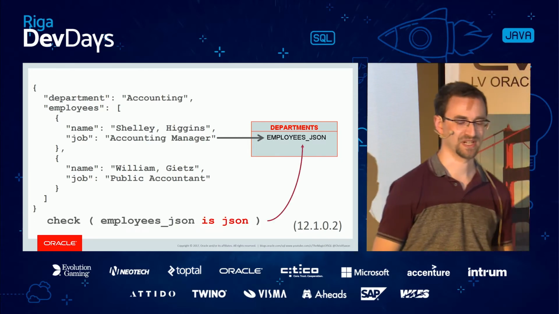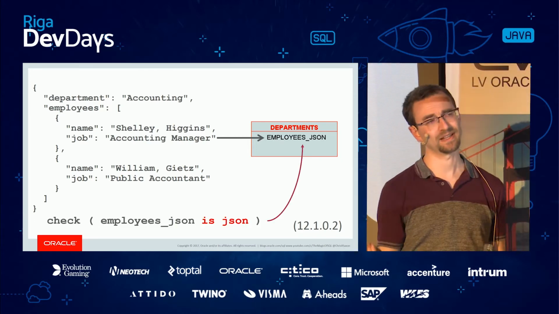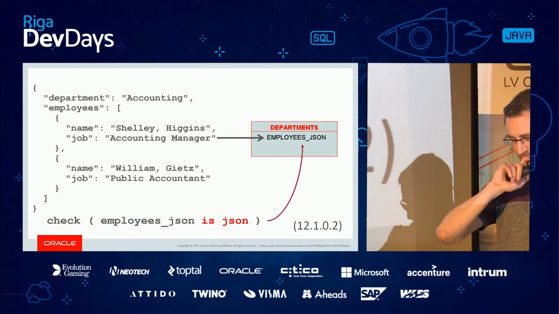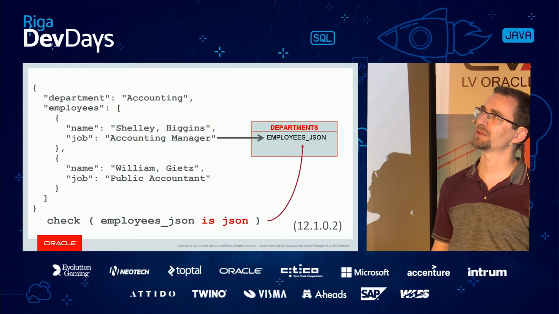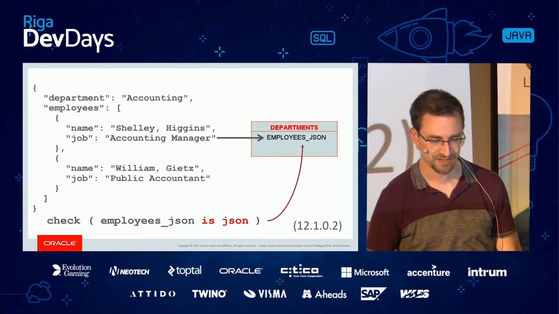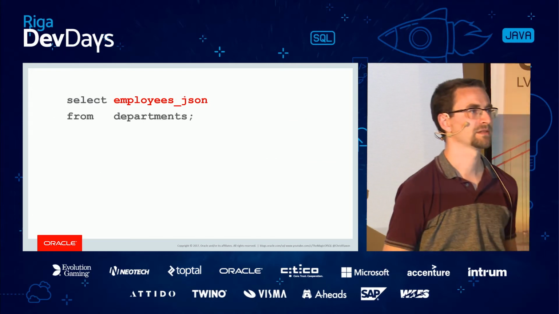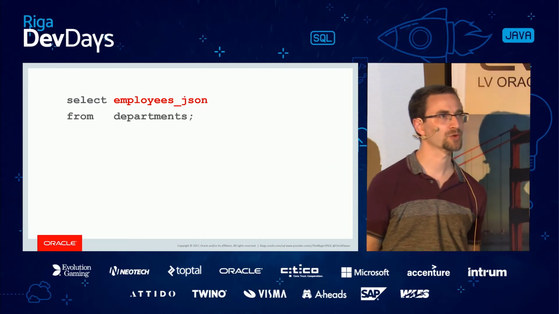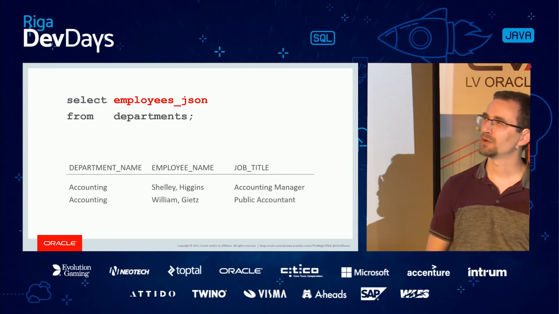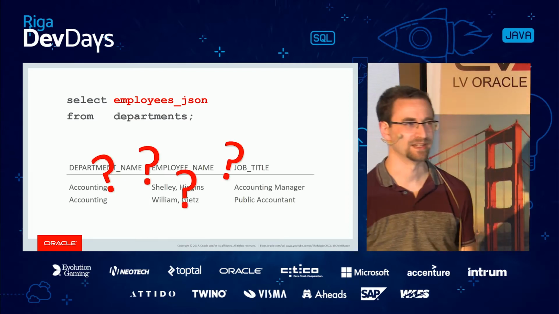So we created this IS JSON check constraint that allowed you to use simple dot notation access to access the values. But there's kind of an issue here. We've got an array of employees, one department, two employees. If we're querying that, quite often you might want to see it in traditional row and column format like this. But how do you do that? We've got one document, one row. How do we get individual rows out of it?